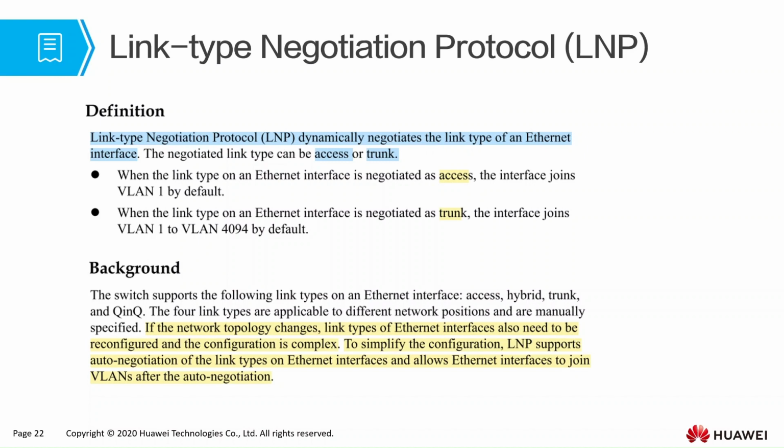This is very useful whenever you have a topology change on your network. You no need to reconfigure again, and also the configurations would be complex, right? Because you need to assume every case of the link or interface going down. So that's why they introduced one protocol, which we call LNP, to handle the automatic negotiation of the link types under your Ethernet interface.